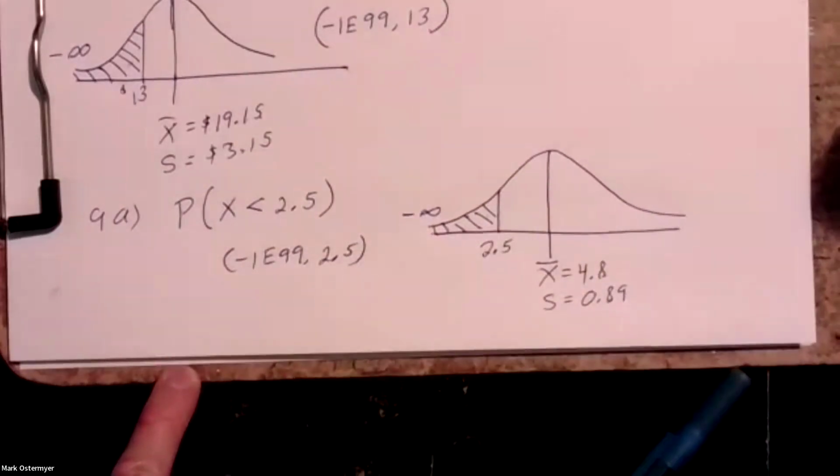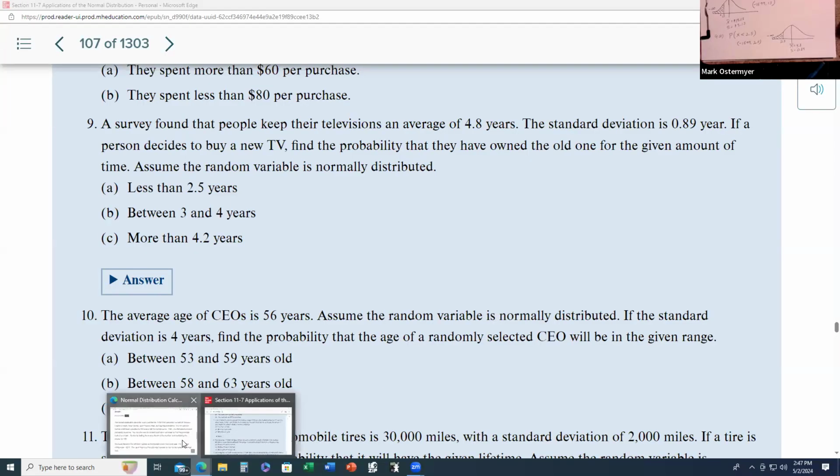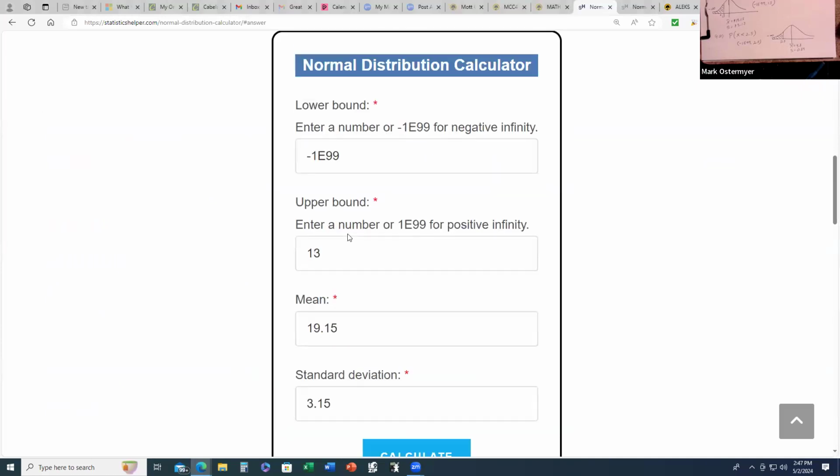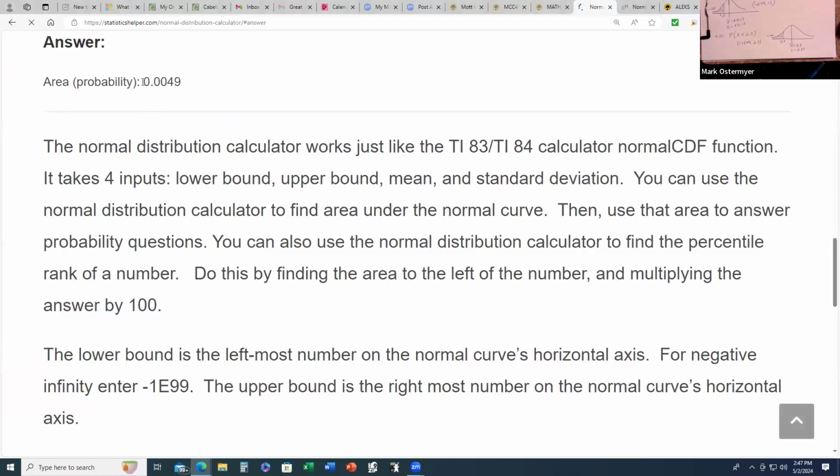Let's take this information to our normal calculator at our course website. All right, so the lower bound is going to be negative infinity. The upper bound is going to be 2.5. The mean is going to be 4.8, and the standard deviation is 0.89. We're now going to calculate this area. And we're done. There is the area, 0.0049.